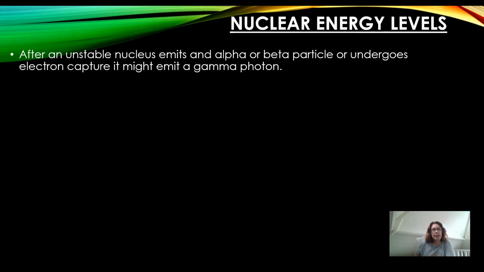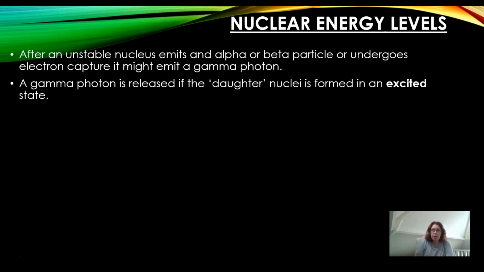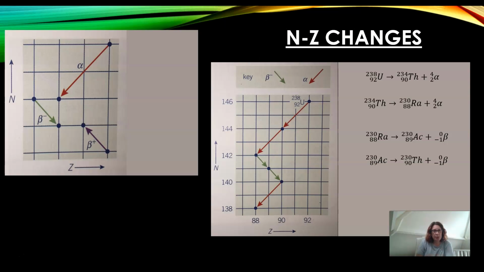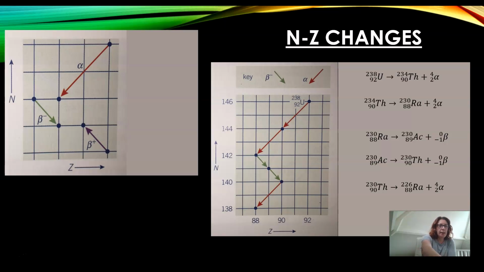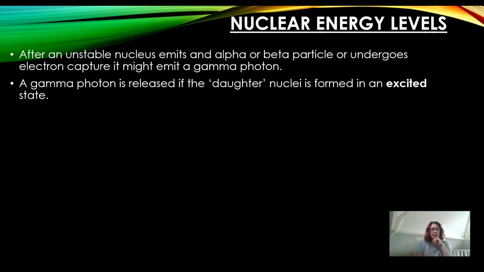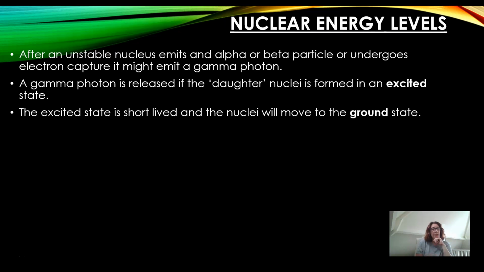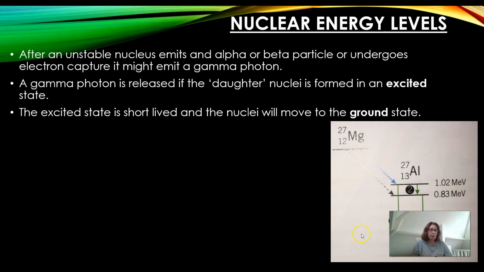Excess energy is like when we did electron energy levels in particles: the nucleus itself can have energy levels, the same as an electron has energy levels. So if a daughter nucleus is produced in a nuclear reaction, like this radium, and that daughter nucleus is still in an excited state, then it can release a gamma photon. The excited state is short-lived, and the nucleus will move into its ground state as soon as possible. This is an example image here.